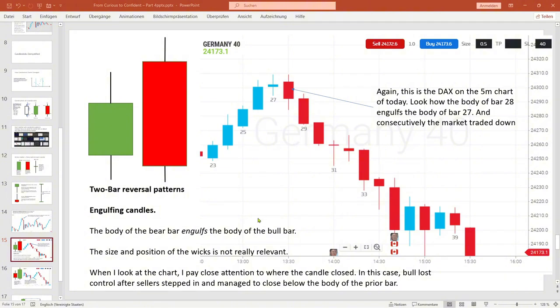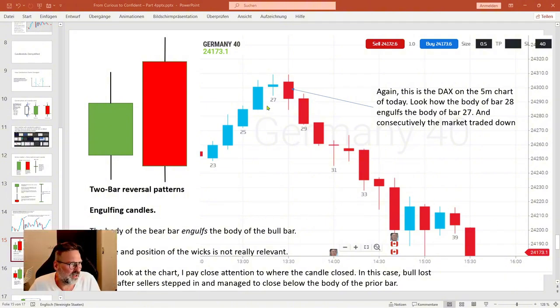Again, I'm not saying that I would take a position just because I see one candle engulf the other. But with a little bit of confirmation, confluence with other signals, I might take that trade. It gives me a little bit more confidence.